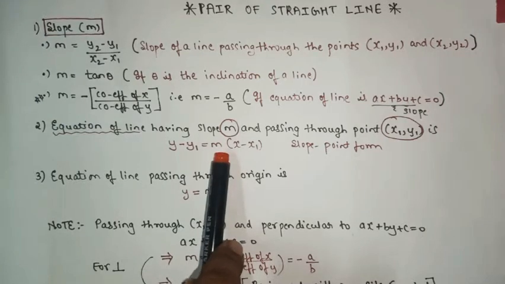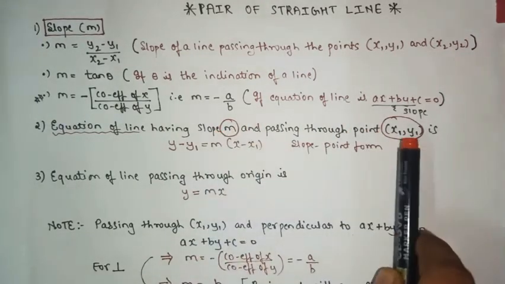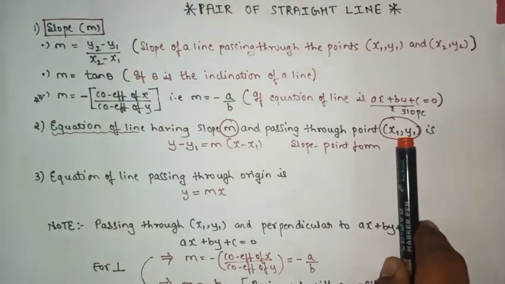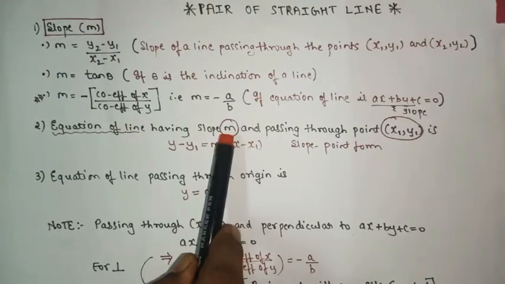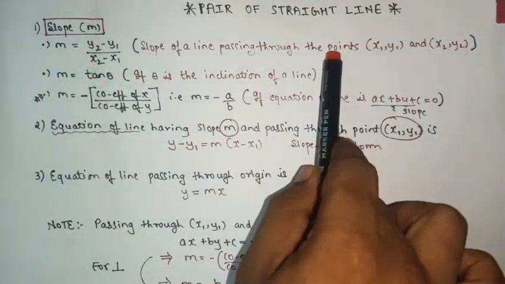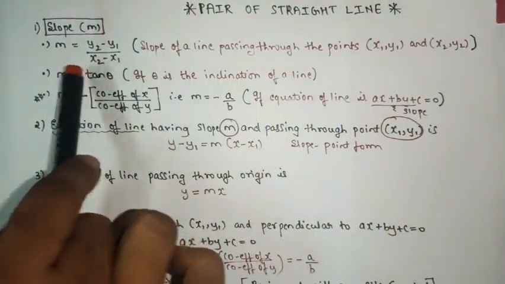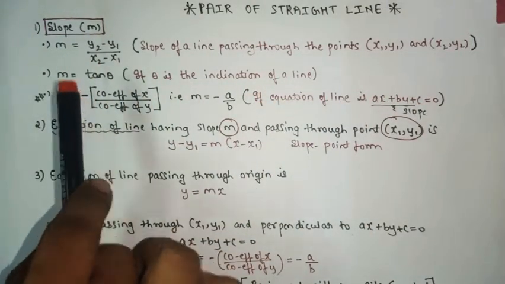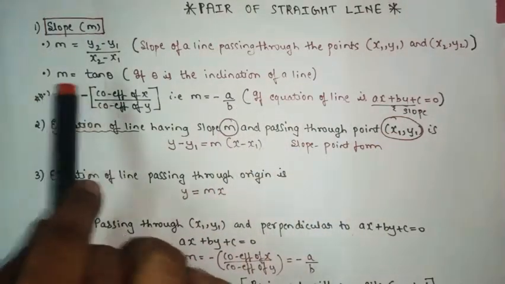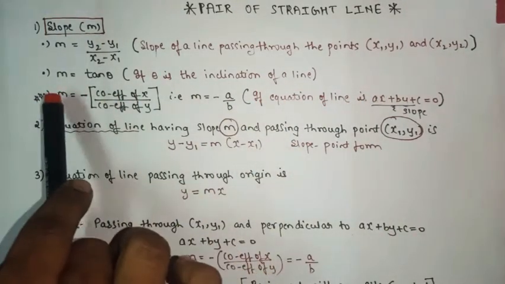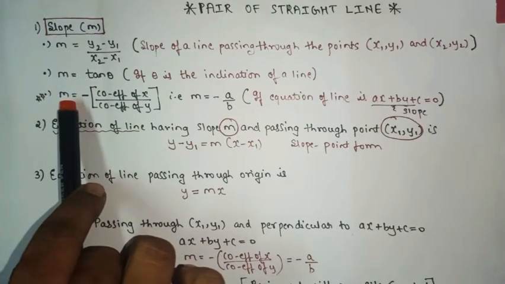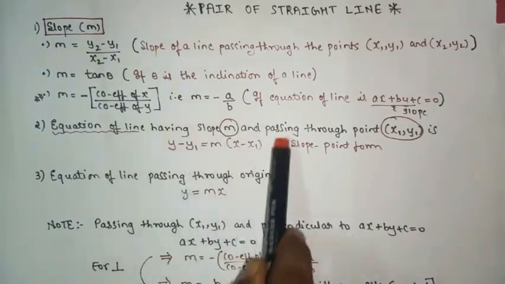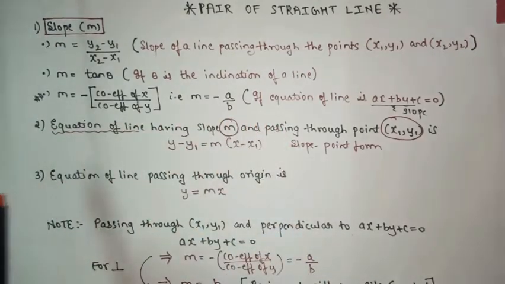You apply this formula when you have the slope and the line is passing through the point x1, y1. To find the slope there are three formulas. When you have 2 points, apply the first one. When you have theta, apply the second one. When you have the linear equation, apply the third one. But in the majority of the sums you will see the third one, where you have the linear equation and you have to find the slope using this formula. Substitute the values of m, x1, y1, and you will get the equation of the line. Got the point? Now move on to the third one.